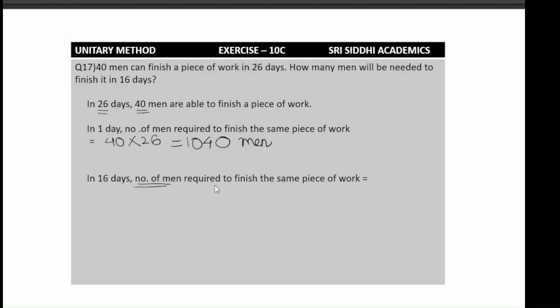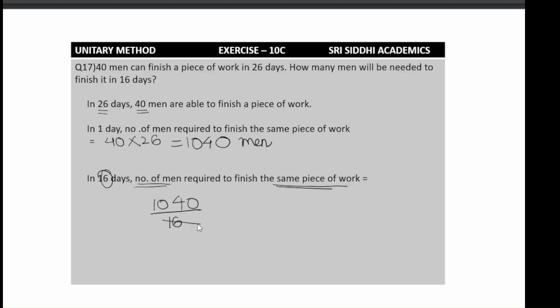Now we have to find out the number of men required to finish the same piece of work in 16 days, okay? Definitely, with 16 days, fewer men will be required, because the time has increased but the work is the same, the work is not changing. So definitely I have to divide here, right? Fewer men can complete it in 16 days. Whatever work could be completed in one day by 1040 men, with 16 days fewer people can easily complete that same piece of work. That is very important, the same piece of work.